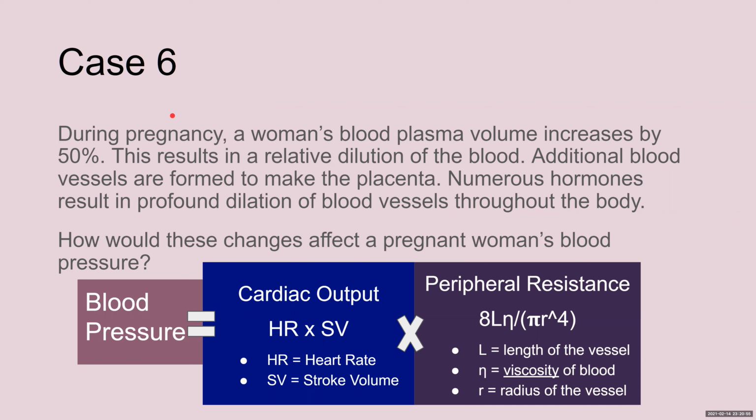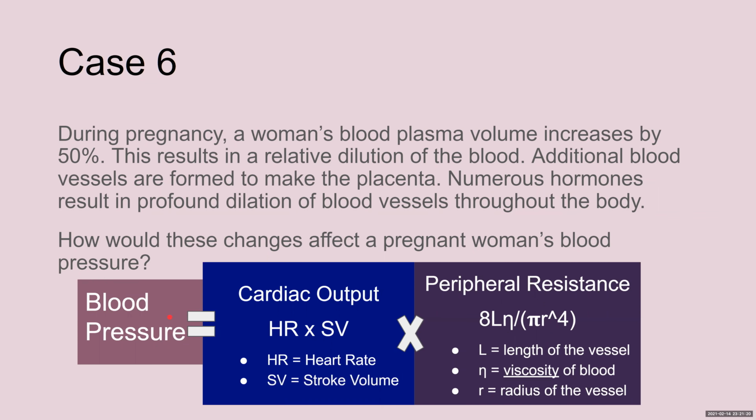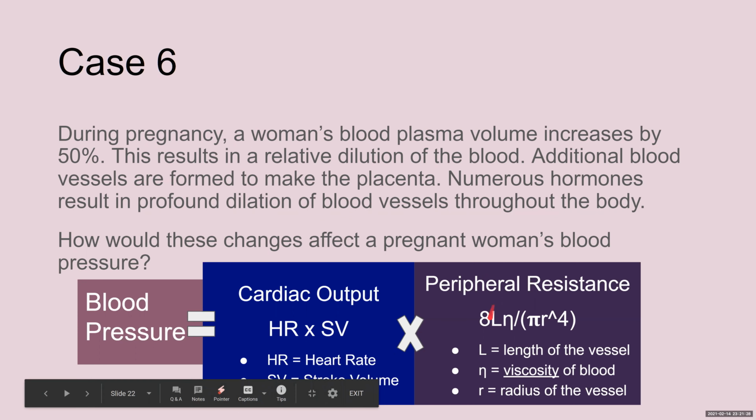So the answer is it doesn't. The net effect is 0 because we just increased the plasma volume, which would increase the blood pressure, right? We diluted the blood, which decreases the viscosity, which decreases the blood pressure. So that's a net effect of 0. Additional blood vessels are formed to make the placenta. So we increase the length, which increases the blood pressure. So that's a net effect of increasing.